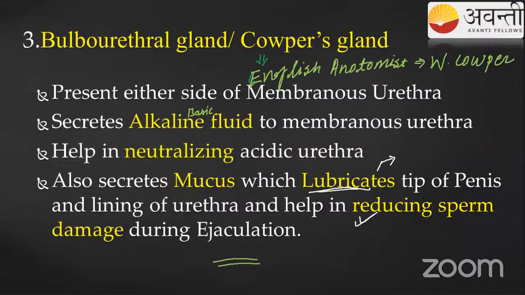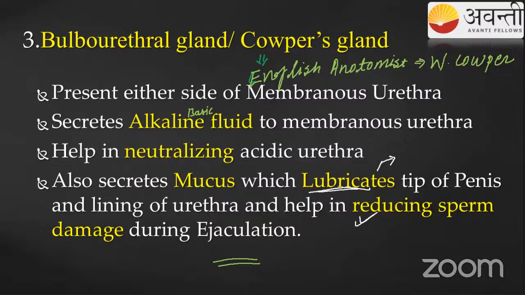After that, we discuss the bulbourethral gland. The bulbourethral gland is also known as the Cowper gland. Why is it known as the Cowper gland? Because there was an anatomist, William Cowper, who discovered and analyzed the function of the bulbourethral gland. That's why. It is a pre-ejaculatory gland, giving pre-ejaculatory secretions.